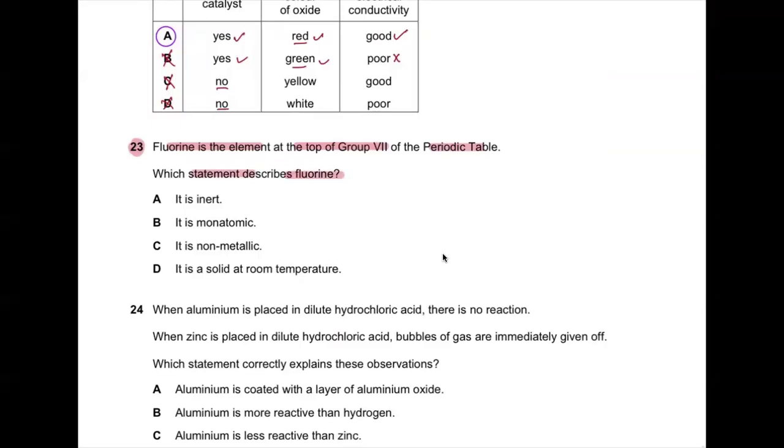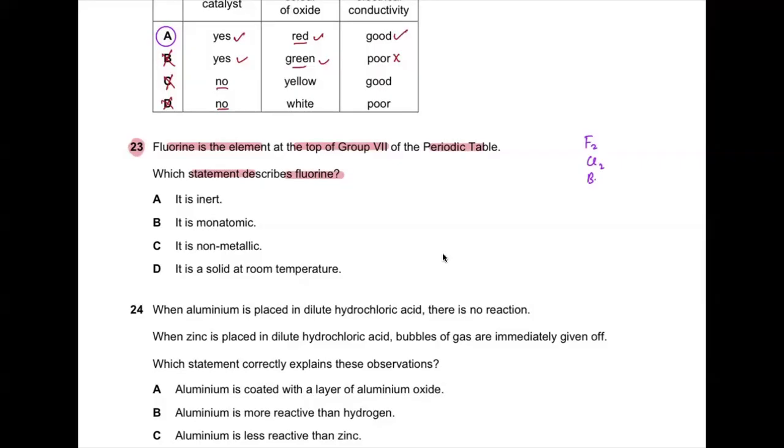reactivity increases. So it is inert? No, wrong. It is most reactive. It is monoatomic? All are diatomic, so B goes wrong. It's a non-metallic solid at room temperature? It's actually a gas at room temperature. The first two elements are gases. So D goes wrong. So we have excluded three options, so option C is the correct one because it is left.